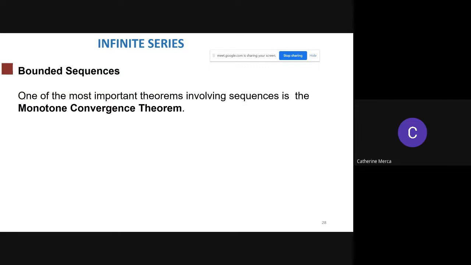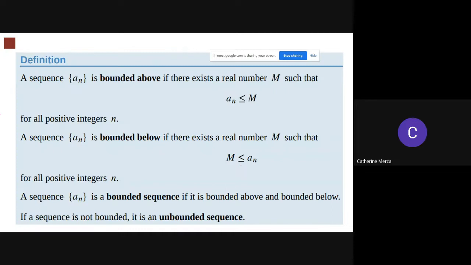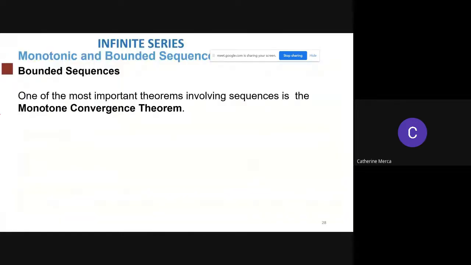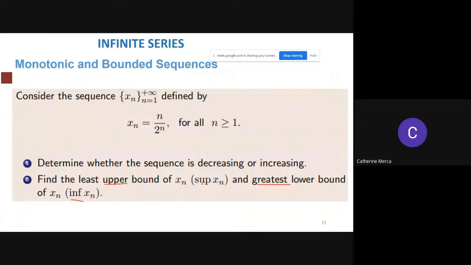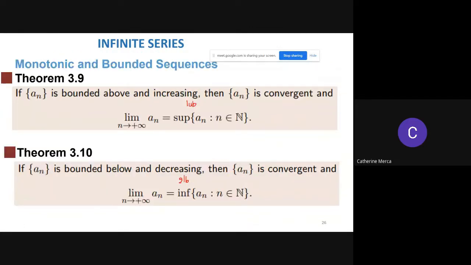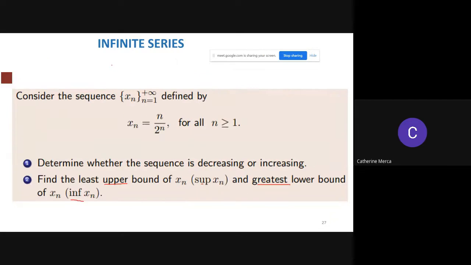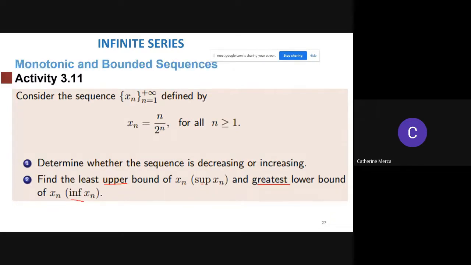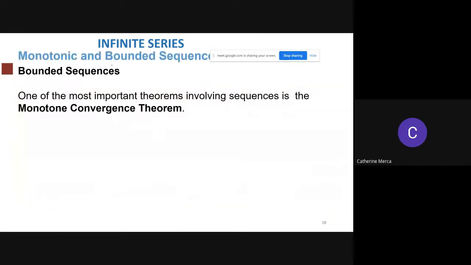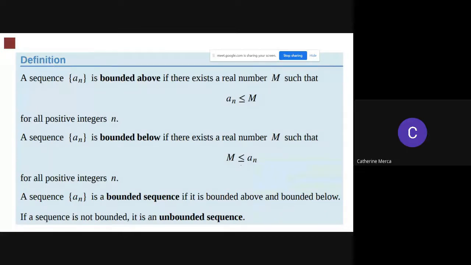So, one of the most important theorems involving sequences is your monotone convergence theorem. And what is that? Nandito ba? Hindi ko ba nasulat? Sandali ha. 3.10, 3.11. We go back to the following.